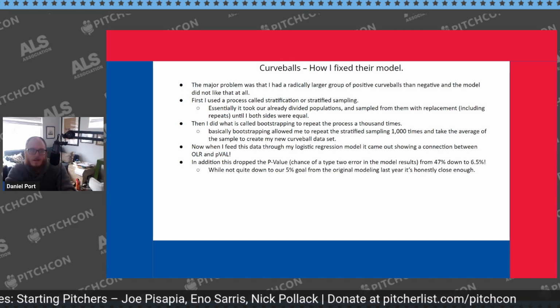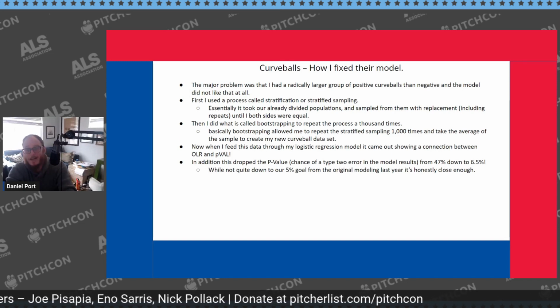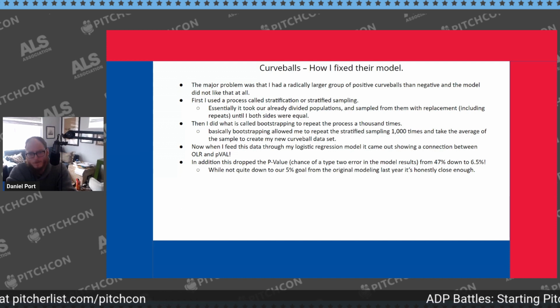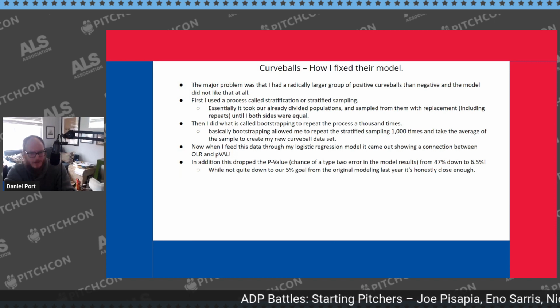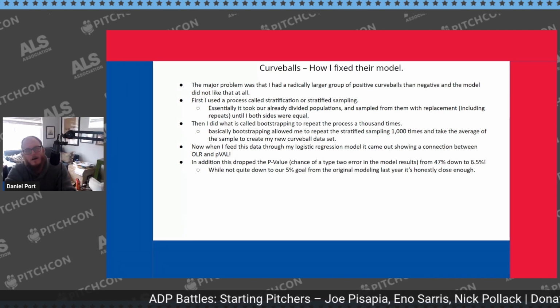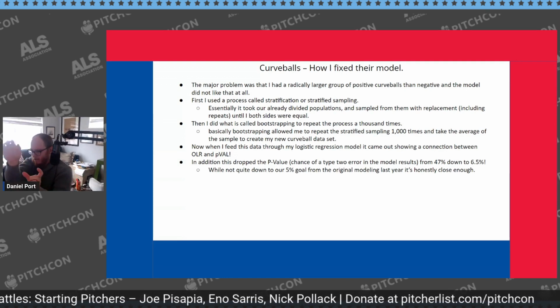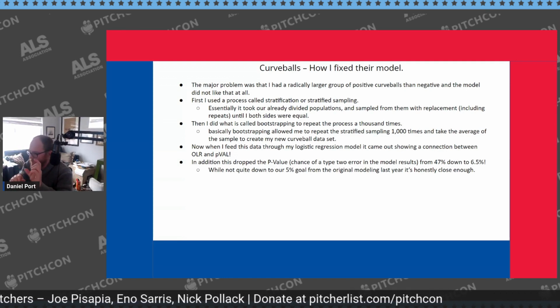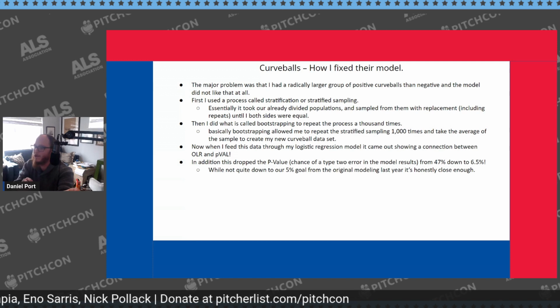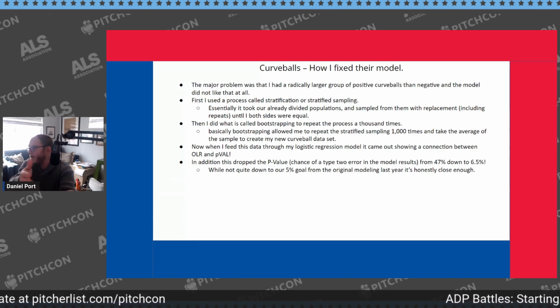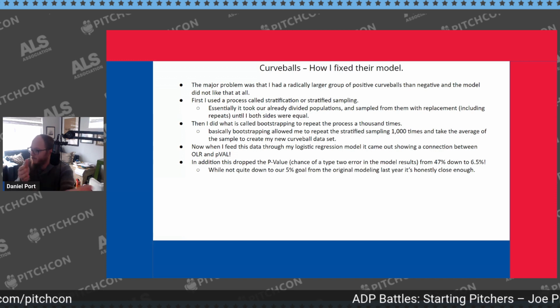And finally, what I ended up settling on was a process we call stratification, or stratified sampling. Essentially, it took our already defined populations and sampled from them with replacement. This included any repeats. So basically, it would pull something from the sample, put it into our sample, and then put it back into the data, right? That way you could pull something twice. If it happened randomly, it would pull from it again, right?